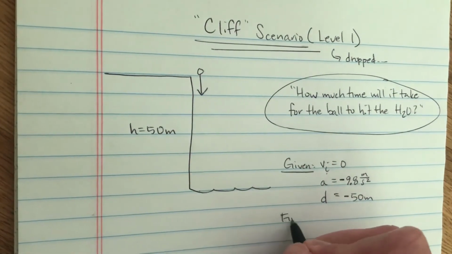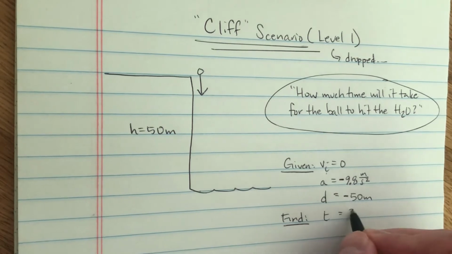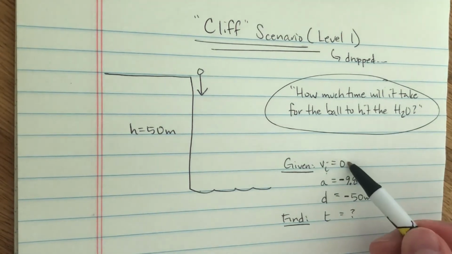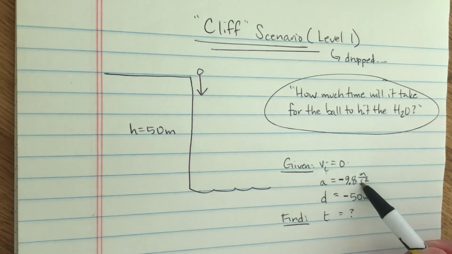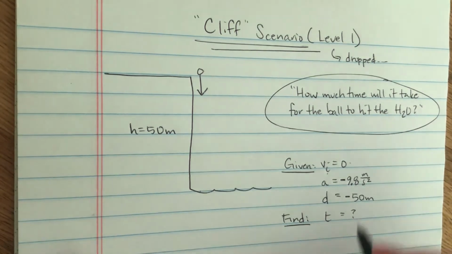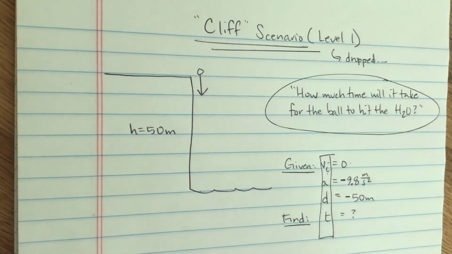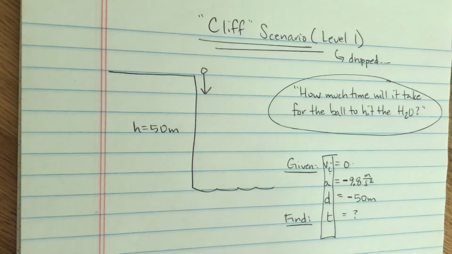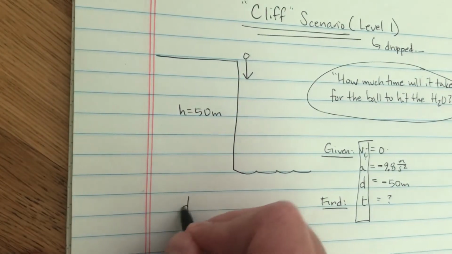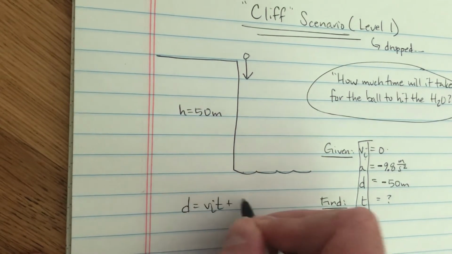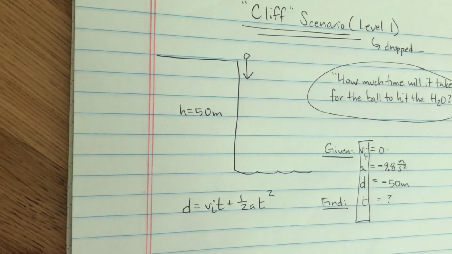And what we're trying to find in this particular scenario is t, time. How much time is the ball in the air if you just drop it from a height of 50 meters and gravity pulls it down, accelerating at 9.8 meters per second squared. So the next step then is to look at your equations and figure out which equation ties together this specific combination of variables. In this case, we have the quadratic d equals v_i t plus 1/2 a t squared. Substitute in the values that you just identified.